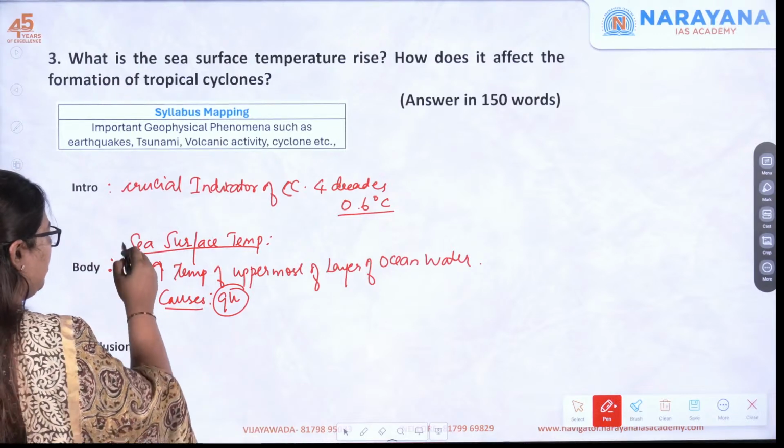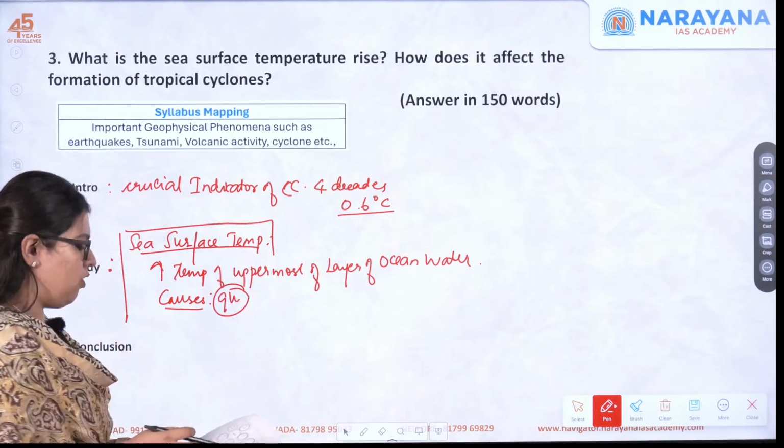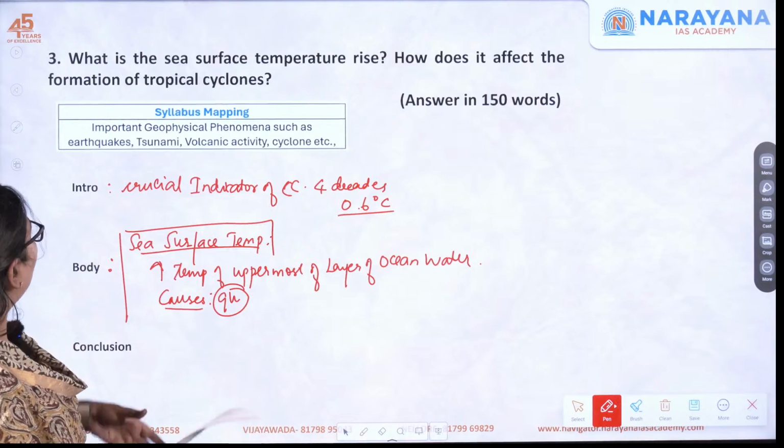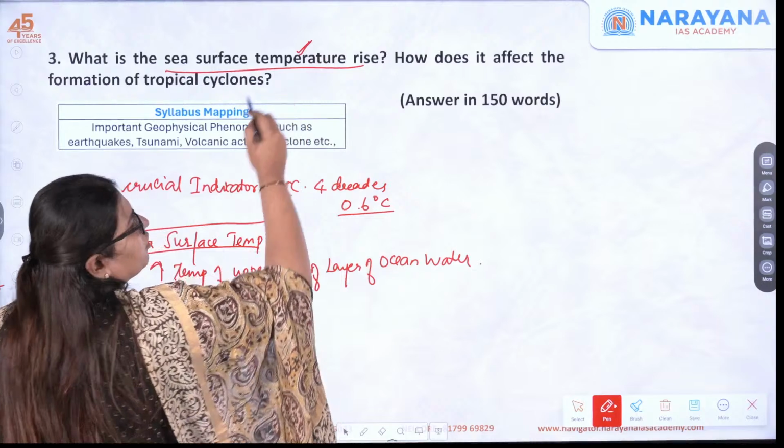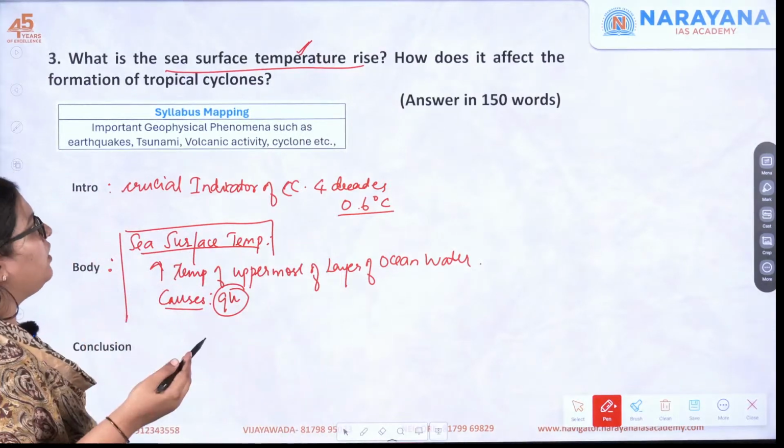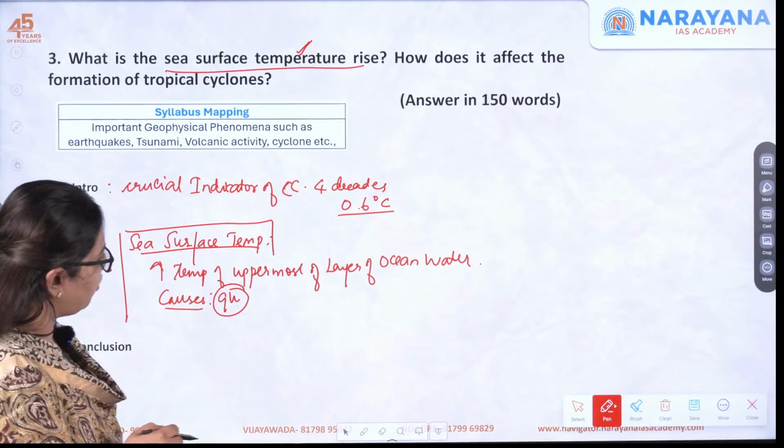Okay, so this is the body. This is the definition of sea surface temperature. Now we have dealt with what the sea surface temperature rise is. So the first part of your body is over. Now we need to deal with how it affects the formation of tropical cyclones.